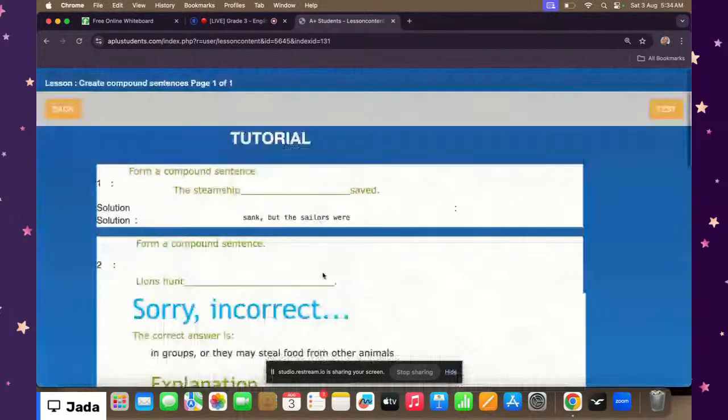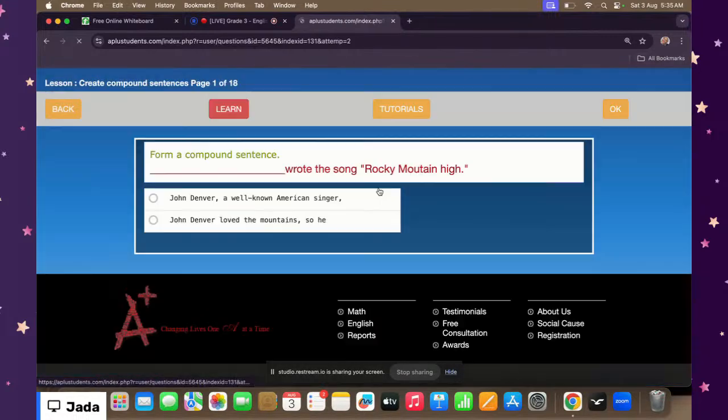Okay. So we have the steamship sank, but the sailors were saved. This is all about creating a compound sentence, and we already know that the compound sentence has a comma and conjunctions as well. All right, so let's go on to the test and put in your answers. Dash wrote the song Rocky Mountain High. First one or second one? Or are they both?